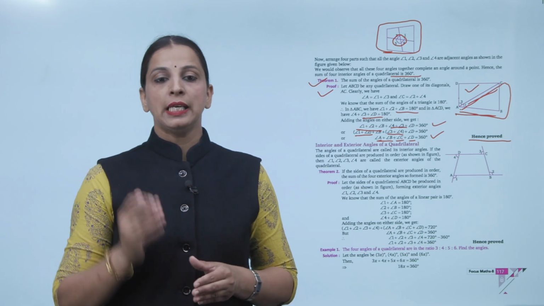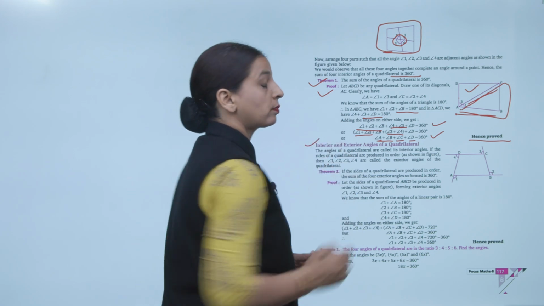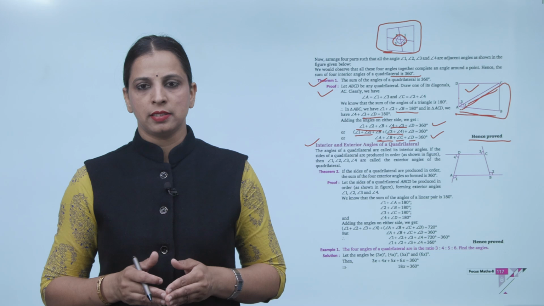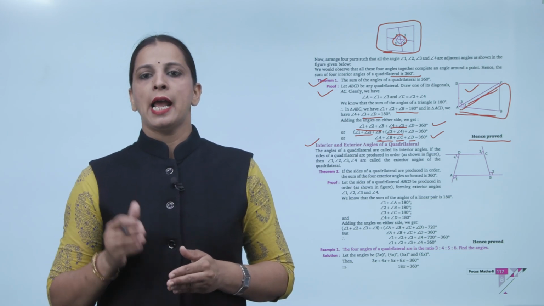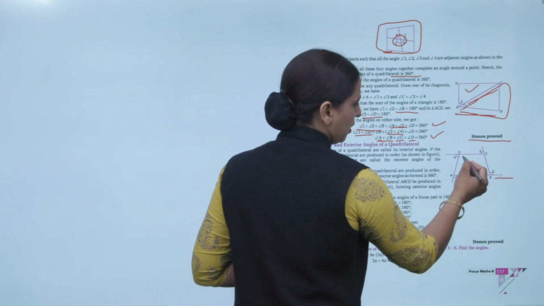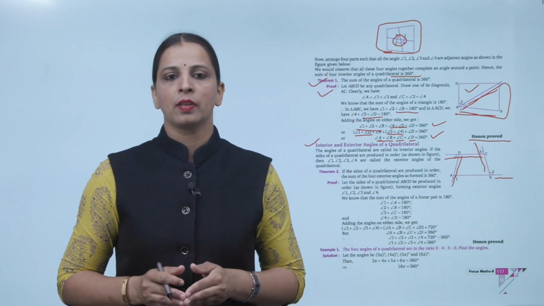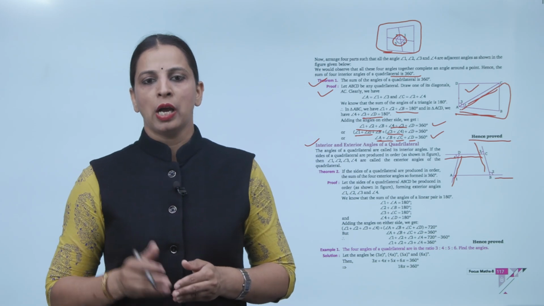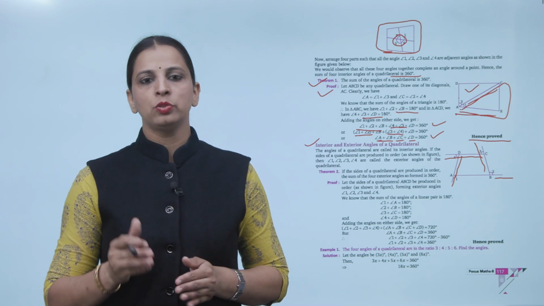Now next is interior and exterior angles of a quadrilateral. The angles of a quadrilateral are called its interior angles. If the sides of a quadrilateral are produced in order as shown in the figure, like this, for example we extended AB this way, this one this way, this one this way and this one to this side, then angle 1, angle 2, angle 3, angle 4 are called the exterior angles of the quadrilateral. Now theorem 2.